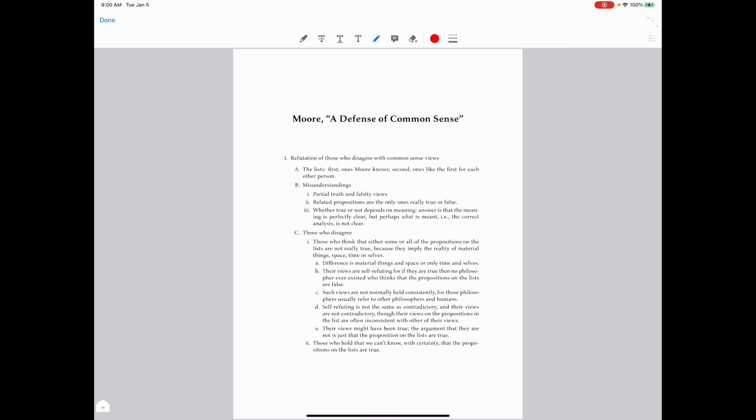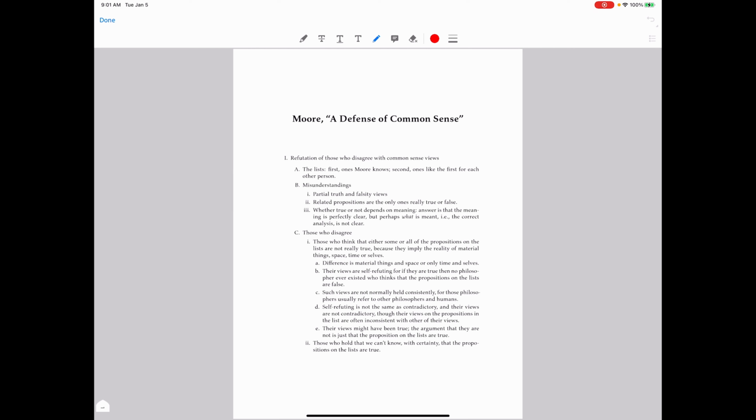So part one begins with a long, boring list of things that Moore knows, and then he repeats these things for other people. There are ones like the first that other people know. He then says there are various misunderstandings that you might have that he wants to block you from having. Don't confuse what's on the list with claims that are thought to be partially true or partially false. He's an opponent of that. Don't think there are related positions, related propositions that are the only ones that are really true or false.